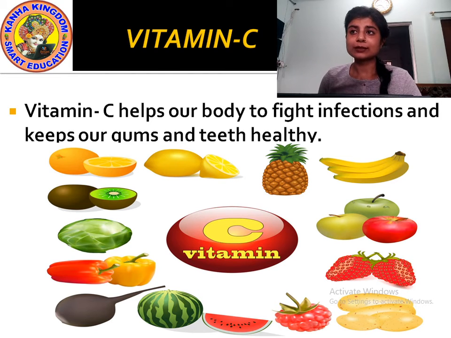Can you see the picture? These are the food sources of vitamin C, like orange, lemon, pineapple, banana, apples, strawberry, watermelon, cabbage, capsicum. These are foods that are very rich in vitamin C.